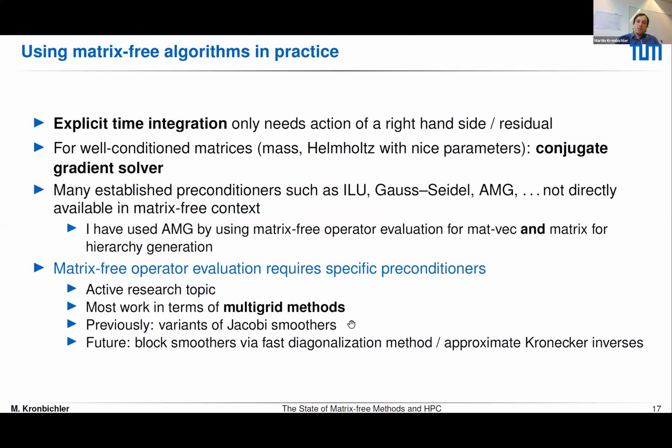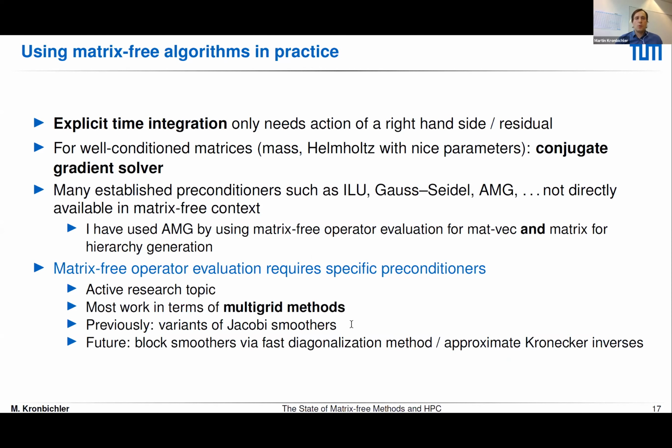Well, I should say I used AMG with matrix-free because I just wanted to have it at some point. It turned out to just have a matrix and the matrix-free object. So matrix-free for matrix vector product and the matrix for the hierarchy generation of AMG. So you could do it, but it's not so nice. And the thing is, well, there is other options when matrix-free. Preconditioners for that, this is an active research topic, not just inside of deal.II, but in the community as a whole. We've done work on multigrid methods, like we have used some variants of Jacobi. I'll show you a result in a minute. What is also ongoing in deal.II is we have been working on block smoothers as well.